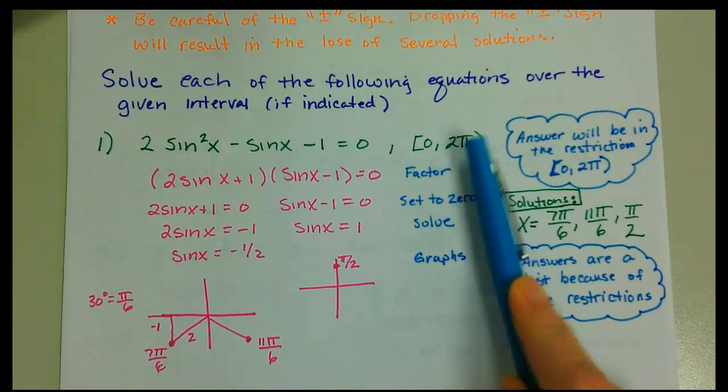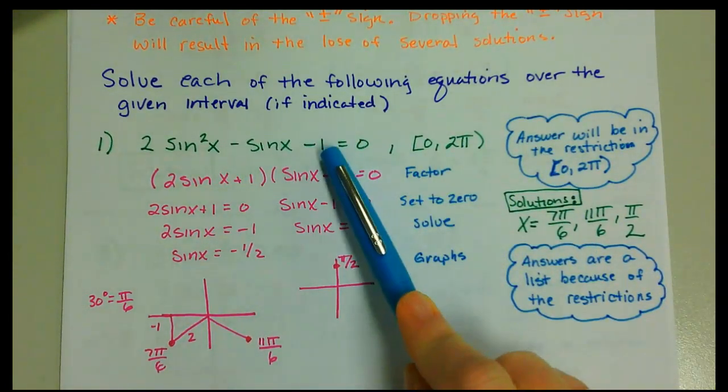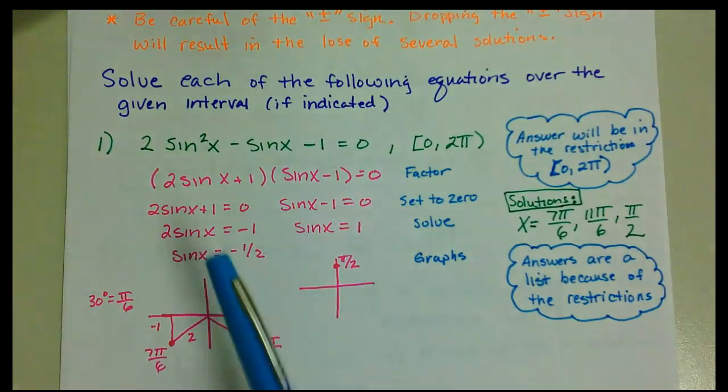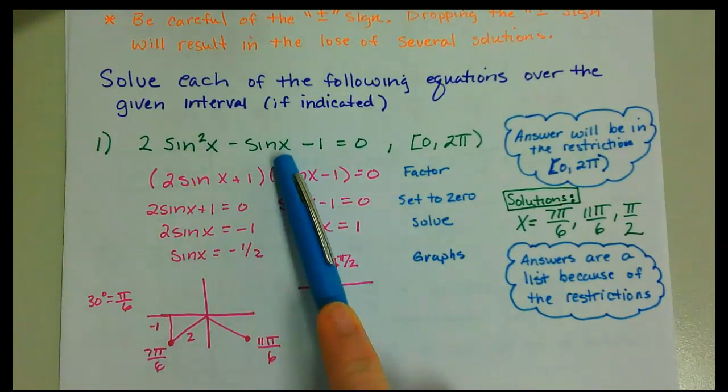So since it gives a restriction, then our answers are going to be a list. So what I would expect to see is first, don't just jump right in and start plugging in trig identities. If you do, I'm going to count it wrong, because that tells me you don't know how to factor. Okay, we don't want fractions when we're trying to factor and get answers. So this looks like a trinomial. Everything is in the same trig function.